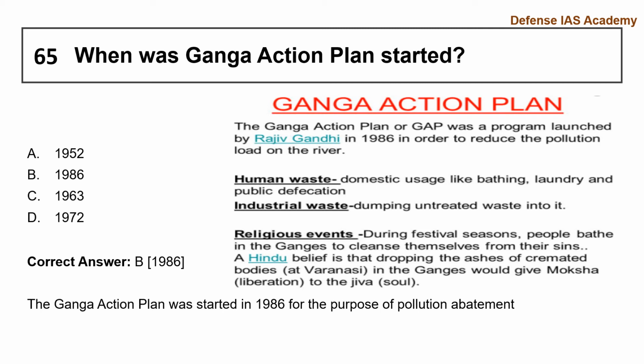So the action plan to clean or reduce the pollution load on the river is called the Ganga Action Plan, and it was started in the year 1986 by Rajiv Gandhi.